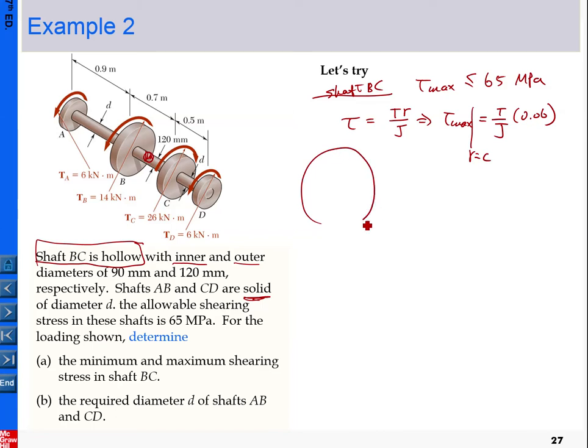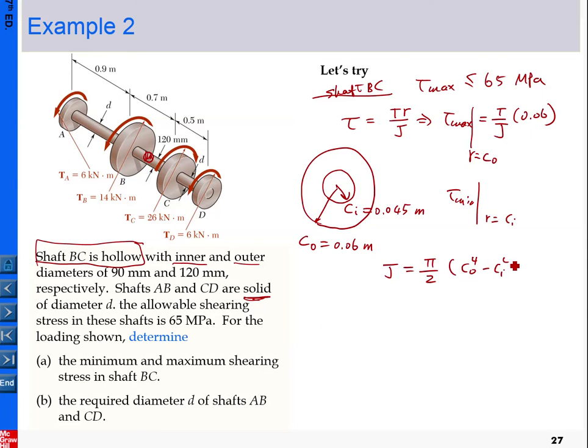For shaft BC, the outer radius equals 0.06 meter and the inner radius equals 0.045 meter. The maximum occurs at R equal to CO, and the minimum occurs at R equal to CI. J is simply pi over 2 times CO to the fourth minus CI to the fourth. With those values, 0.06 and 0.045, you should be able to determine the remaining calculations.